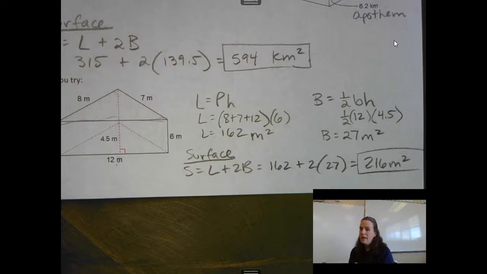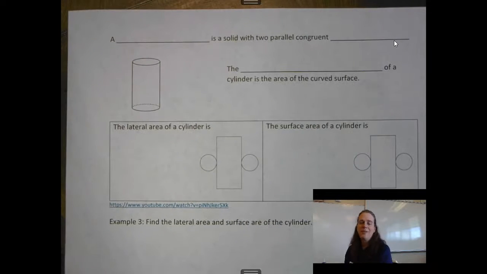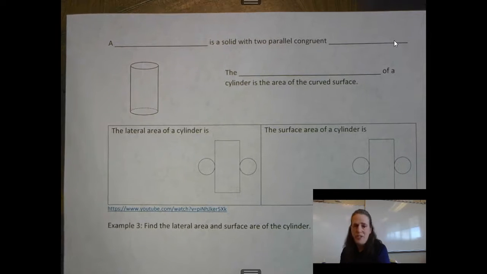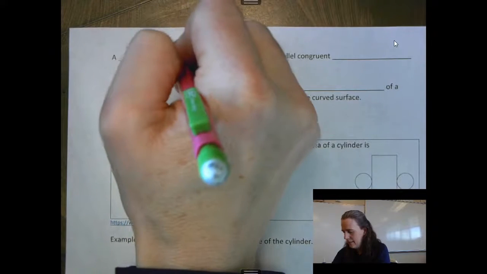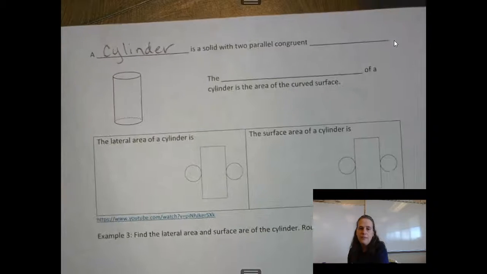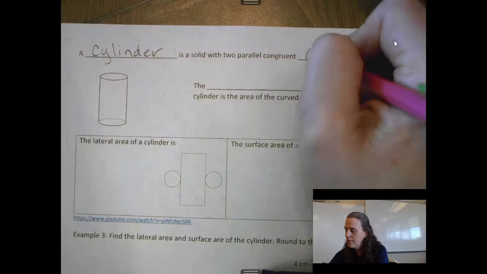Okay, if you need to go back and check through there, if you made a mistake, check back and see what part you missed. And then let's turn over. So we're going from prisms to, now we've got just a smooth lateral side, right? Oh, and no breaking it up into chunks like a prism. A cylinder is a solid with 2 parallel congruent circular bases.